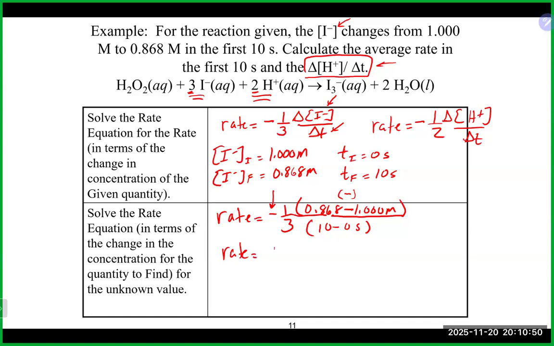will give us a rate, our average rate for this reaction of 0.0044 molar per second, as the units do not cancel here. So that is the rate. First off, any questions on that part of the calculation?